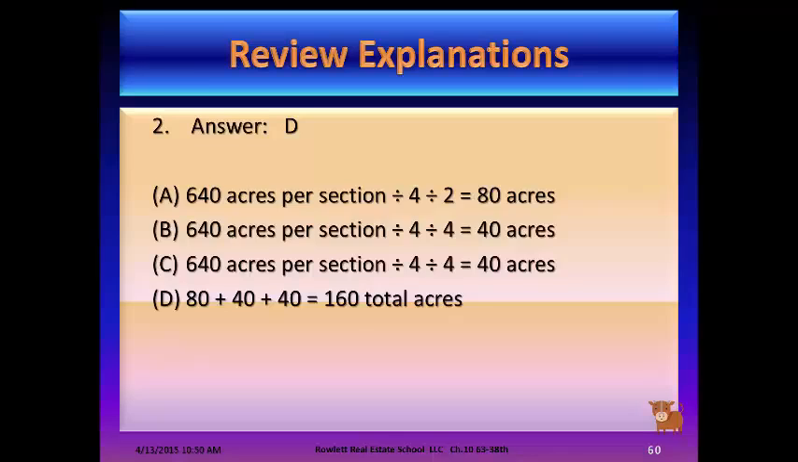Number 2 was D as in Delta. You have your 640 acres per section, divided by a quarter and a half, to come to 80 acres. 640 acres divided by 4 twice to come to 40 acres. 640 acres divided by 4 twice for 2 more quarters to come to 40 acres again. And then you just add your 80 acres to your 40 acres to your other 40 acres to come to a total of 160 acres.